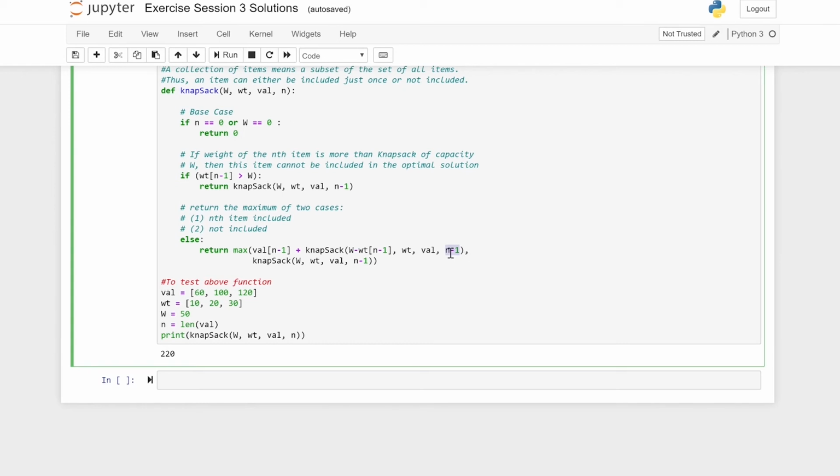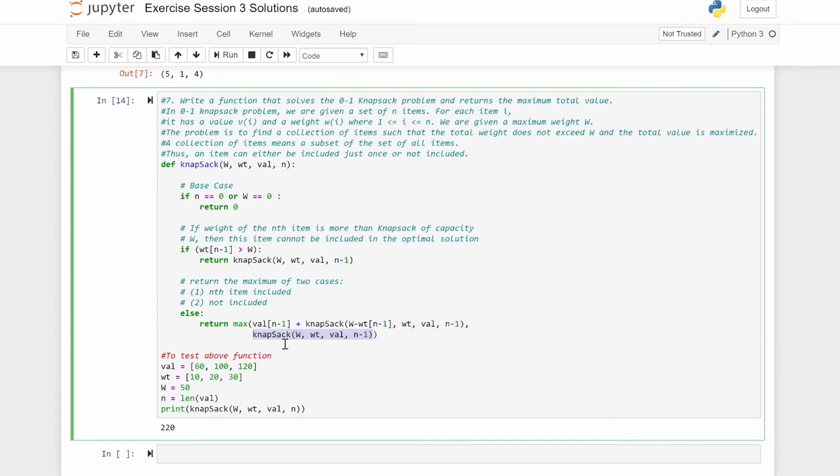This is the weight. This is the value. And now again, my number of items is dropped by one. If not including this last item gives me the maximum value, it means that our capacity is the same, the weight list is the same, value list is the same, number of items is again dropped. I'm not considering taking the last item into my bag.